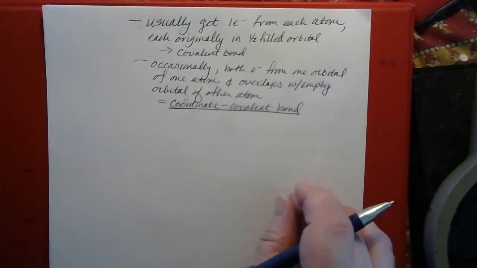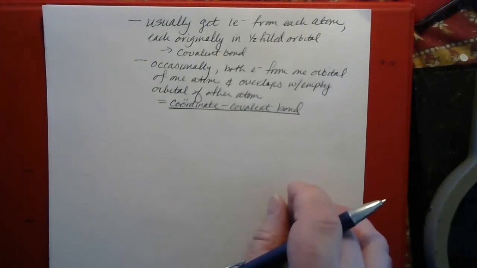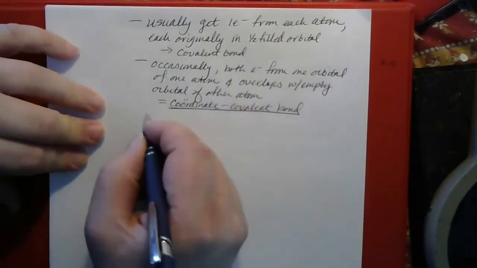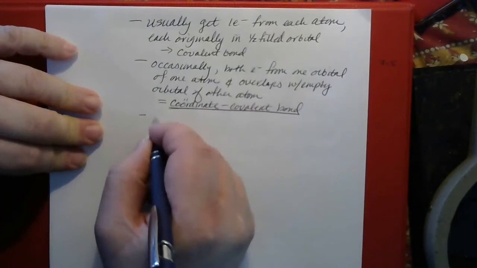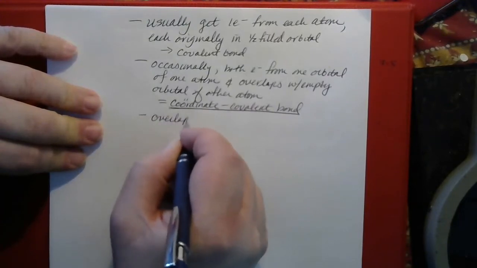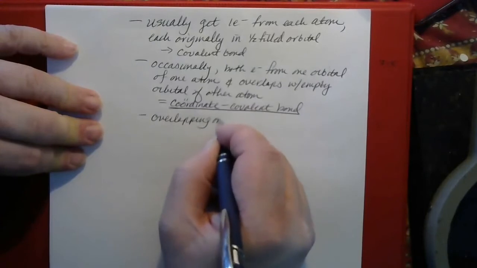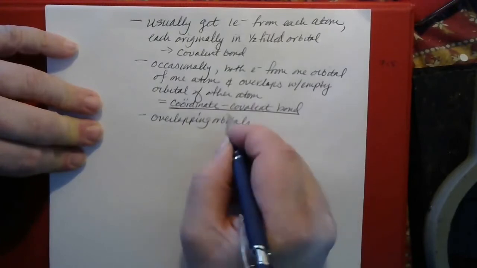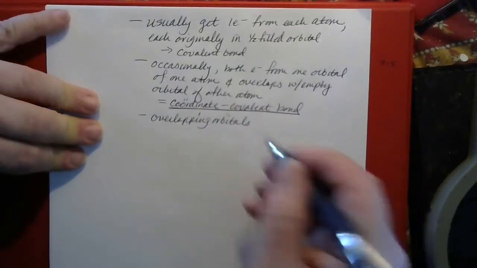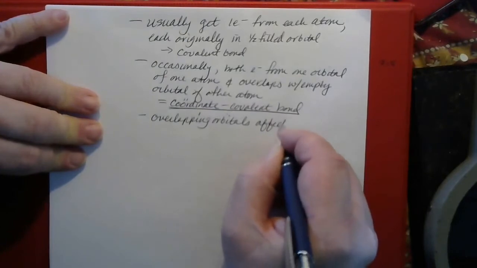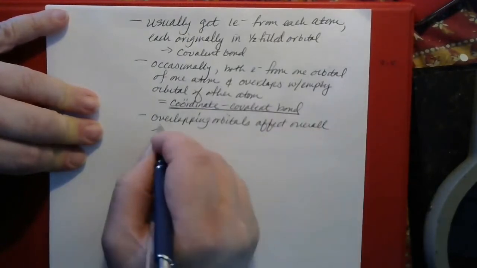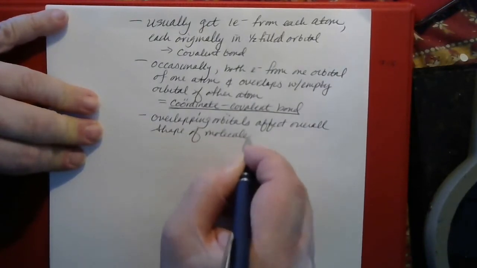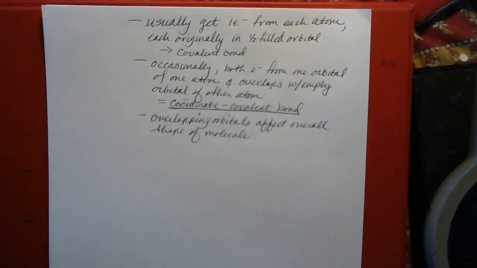And that's covered in more detail in a later chapter, so I'm not going to go into a lot of detail on that, except that you now know what it is. And keep in mind that the overlapping orbitals will have an effect on the overall shape of the molecule. So that's for future reference.